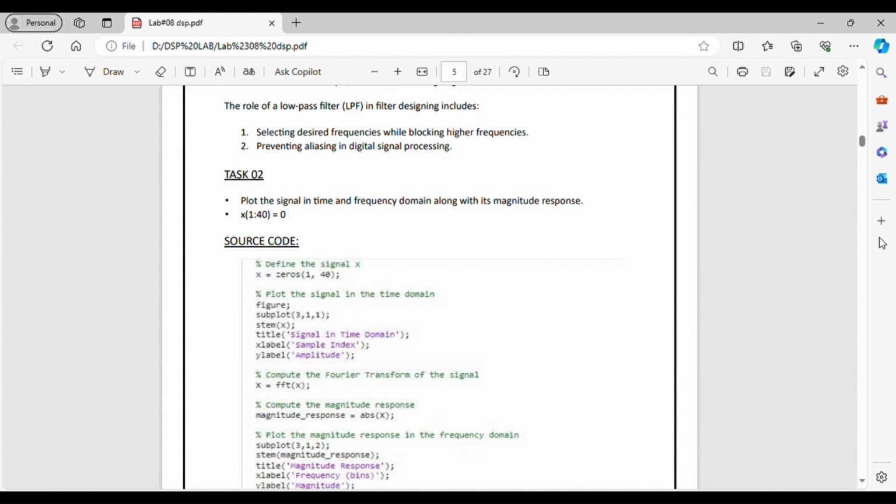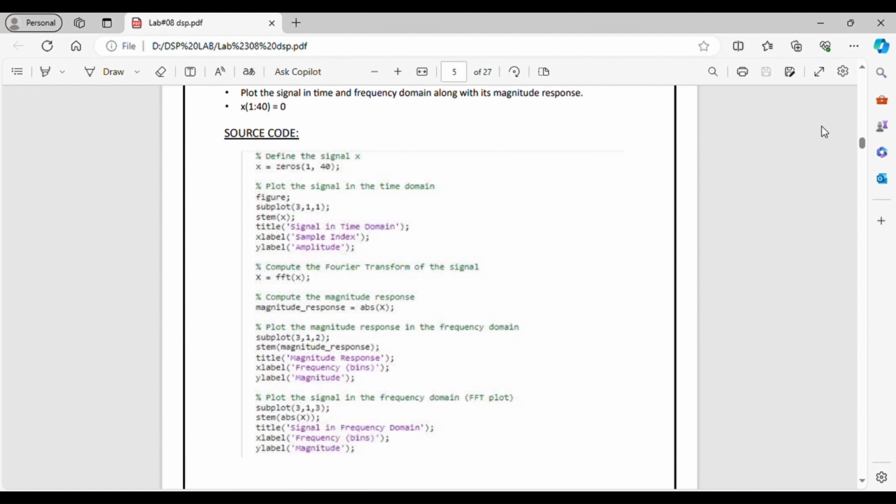In Task 2, plot a signal in time domain and frequency domain along with its magnitude response. The source code is: define the signal x, which is x equals zeros 1 1 and 1 to 40. In the second step, plot the signal in the time domain, and in the third step, compute the Fourier transform of the signal, which is x equals fast Fourier transform, and compute the magnitude response.